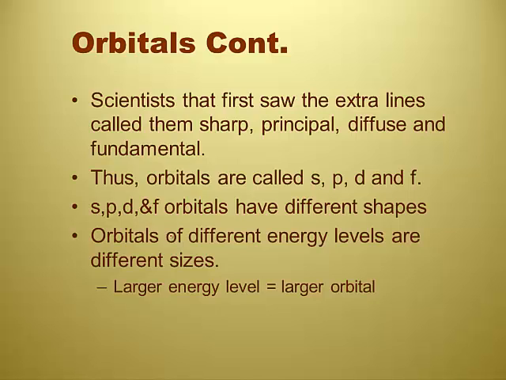S, P, D, and F are all orbitals that have different shapes. Right, which is what we saw on that slide before. And some of them have multiple types of shapes. Orbitals of different energy levels have different sizes. So an orbital of the first energy level is small, and an orbital of the second energy level is larger.